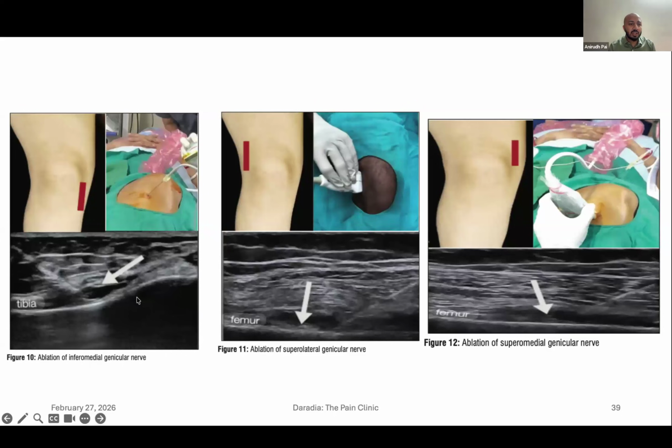Here are the images showing the procedure. In the first image, we can see that ablation of the inferior medial genicular nerve is done. The second one shows the superolateral genicular nerve, and the third one shows the superomedial genicular nerve.